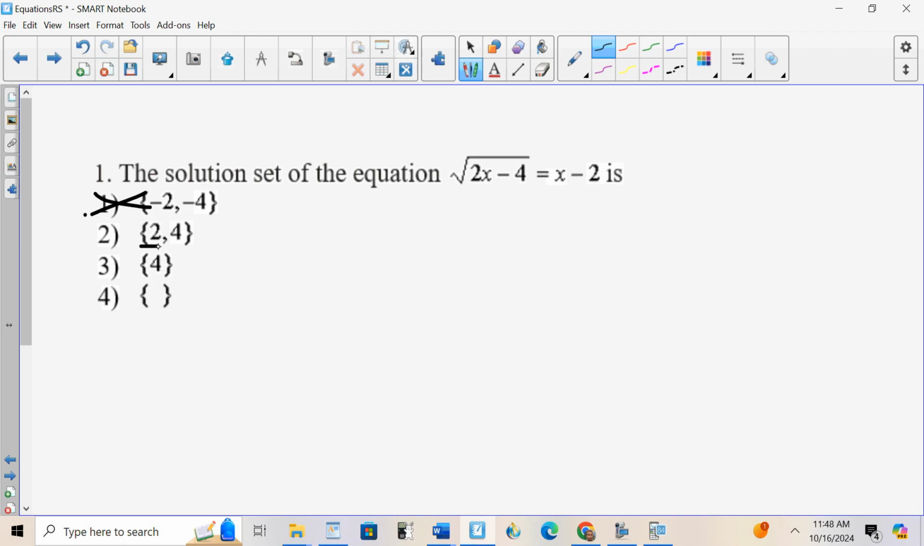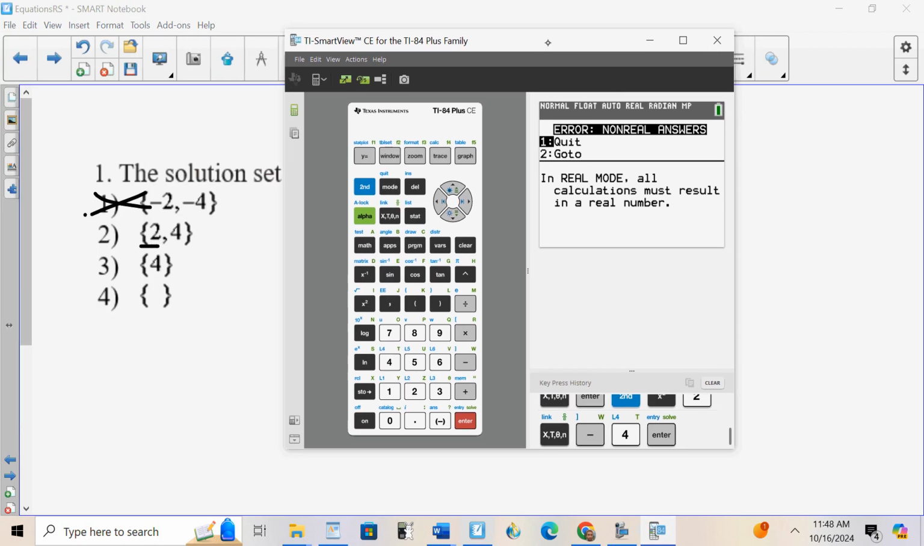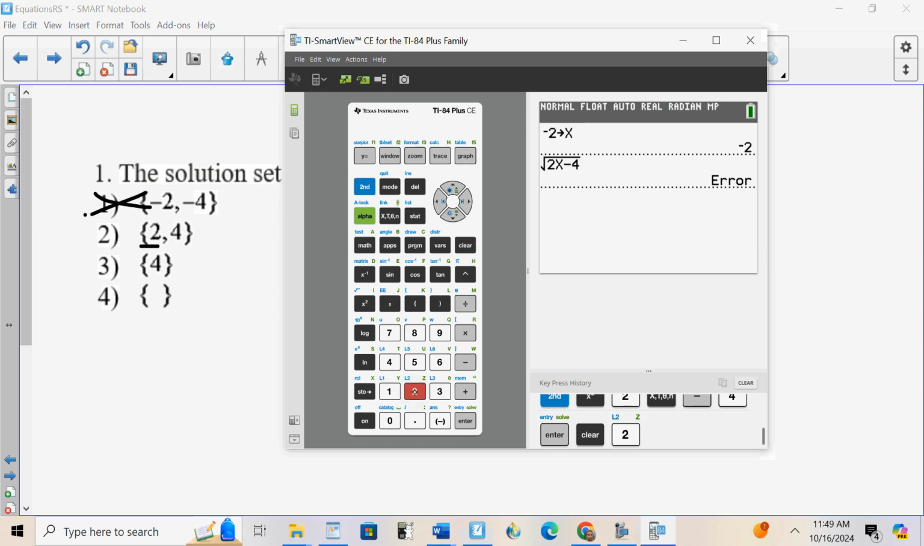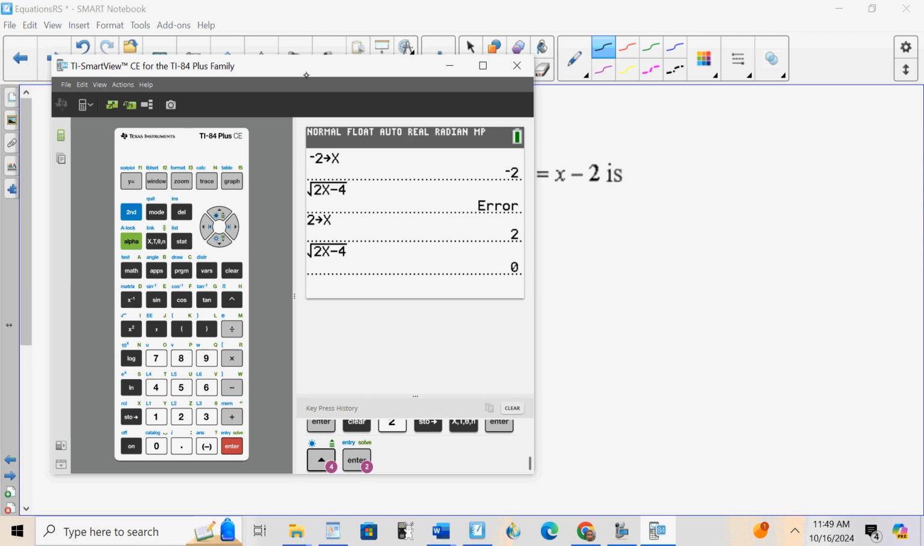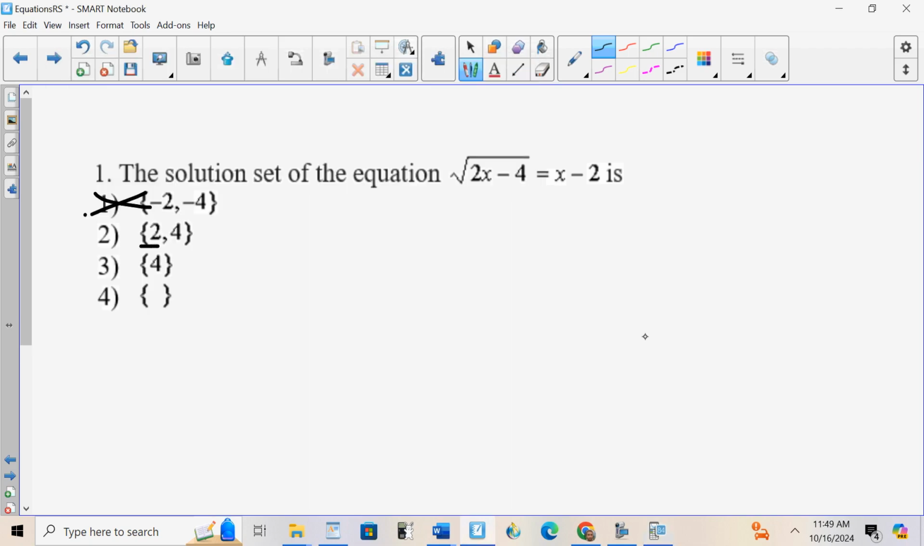Next, I'll try 2. So I will go back to my calculator and I will do 2 store as x. I will type in the left-hand side. I can copy and paste it since I already typed it in. I will type in the right-hand side, x minus 2. Does the left-hand side equal the right-hand side? Yes. So 2 definitely works. The only option that has 2 is choice 2.